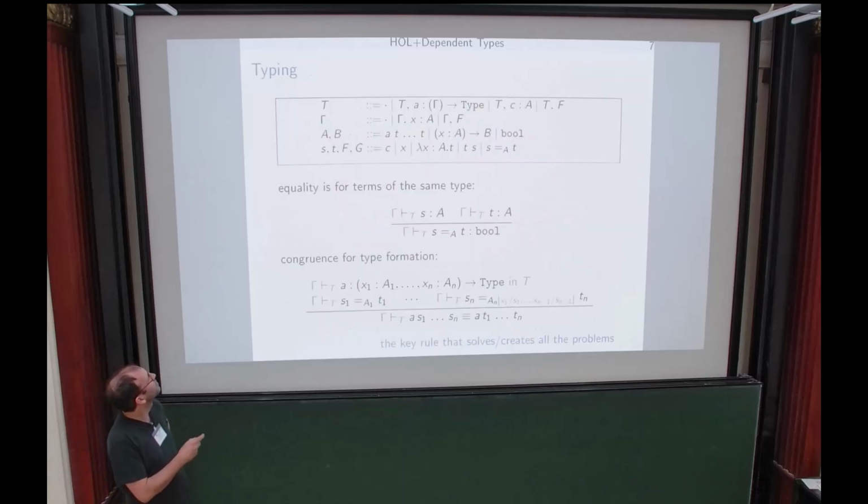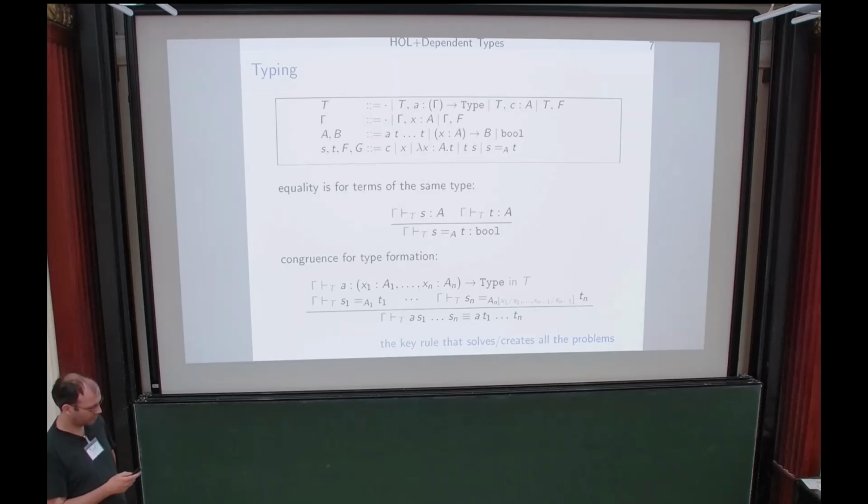So I'm repeating the grammar from before just for reference. Let's look at the rules a little bit. This is a normal rule to introduce equality, so you have two terms of the same type, and then the equality between them adds that type as type bool. And now we have the congruence rule for type formation. This is where everything, depending on who you ask, is fixed or broken.